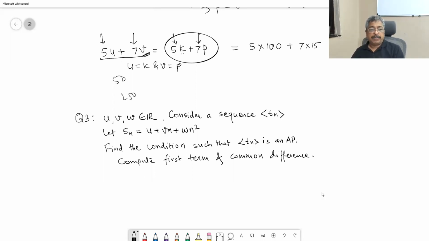Next problem. U, V, W belong to R, consider a sequence Tn. Let Sn is equal to U plus Vn plus Wn square. Find the necessary and sufficient condition such that Tn is an AP. Compute first term and common difference.